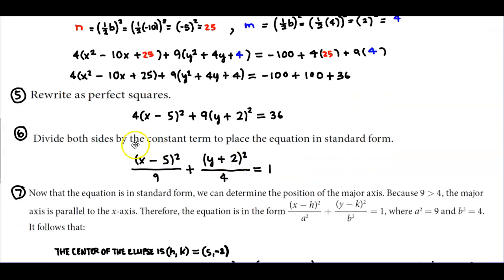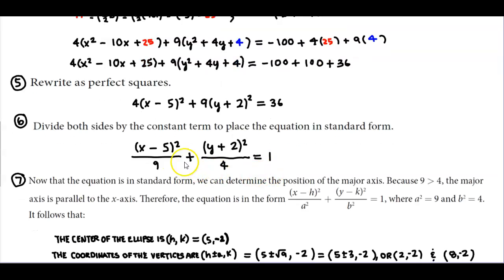And so now we're going to divide both sides by the constant term to place the equation in standard form. So we're going to divide each term by 36. So now we get (x − 5)² over 9 plus (y + 2)² over 4, which is equal to 1.